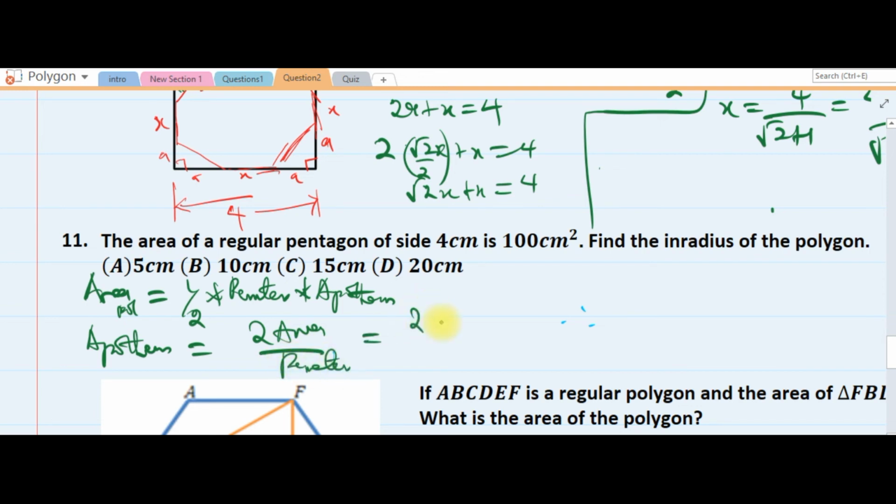So we have 2, area is 100, and the perimeter is for a pentagon, which means 5 sides. So 5 times 4 is the perimeter. So the answer is 2 times 20 is 100 over 20 is 5. So the answer is 10. So the inradius is 10, which is the apothem.